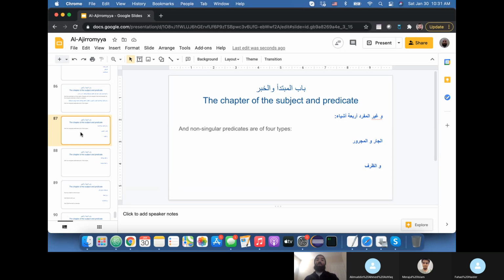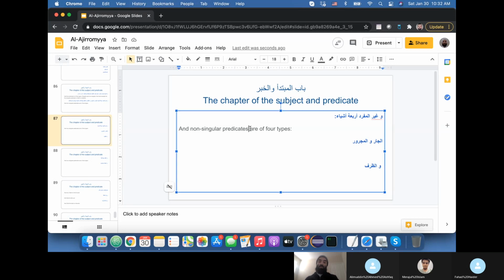Okay, so we are discussing the non-singular predicate now. We said the non-singular predicate is of 4 types. الجار والمجرور.